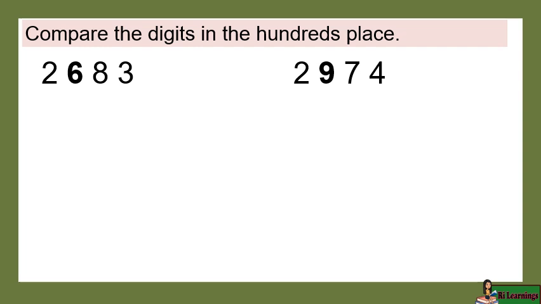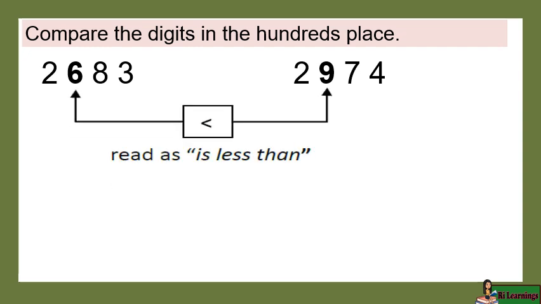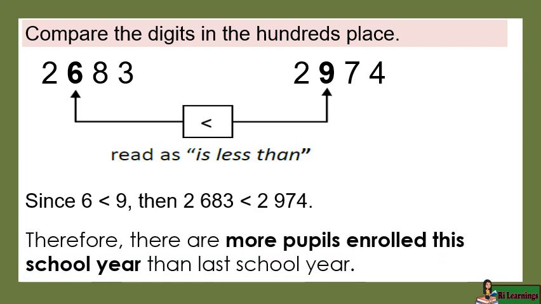Let's compare the digits in the hundreds place. Hundreds, last year, 6, is less than this year, 9. Then 2,683 is less than 2,974. Therefore, there are more pupils enrolled this school year than last school year. Tens and ones don't need to be checked because we already found the difference in the hundreds.